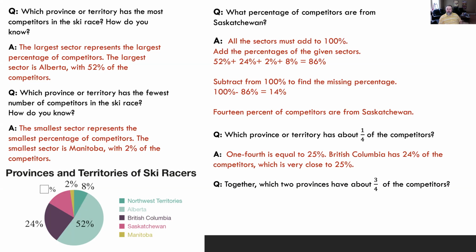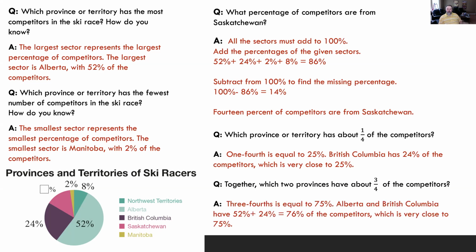And it says, which two provinces have about 3/4 of the competitors? So 3/4 is 75%. And if we add Alberta and British Columbia together, 52 plus 24, we get 76%, which is very close to 75.